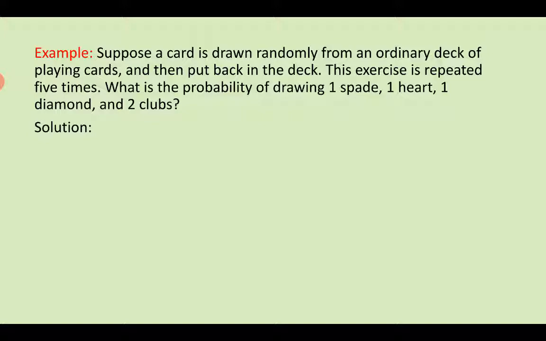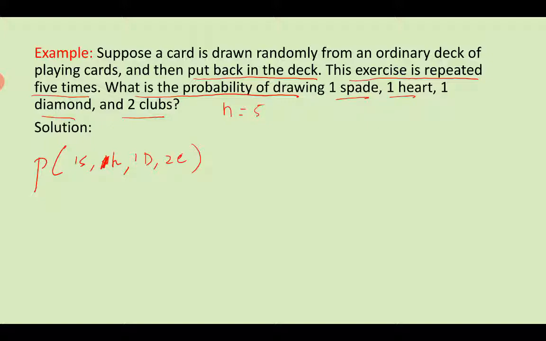Suppose a card is drawn randomly from an ordinary deck of playing cards and then put back in the deck. So with replacement, you are placing it back. This exercise is repeated 5 times, so your n is 5. What is the probability of drawing one spade, one heart, one diamond and two clubs? You are looking for the probability of one spade, one heart, one diamond and two clubs, isn't it?